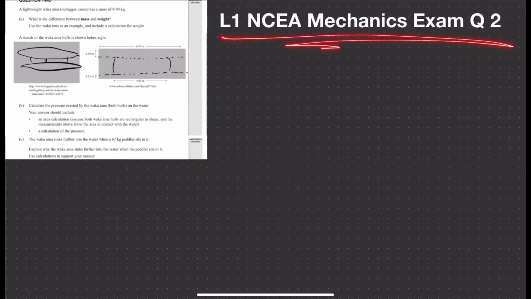Today we're going to be looking again at a 2017 Level 1 NCEA Mechanics exam, this time question 2, A through C. Let's get to it. So for question 2, and you'll have to ignore my attempts at filling in the pictures, they are pretty paru, but that's alright. A lightweight waka ama, or outrigger or dual hull canoe, has a mass of 9.9 kilograms.